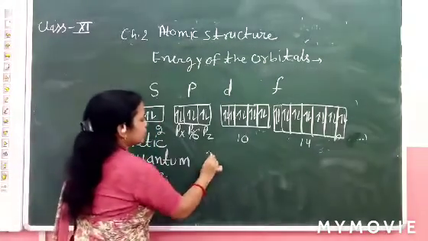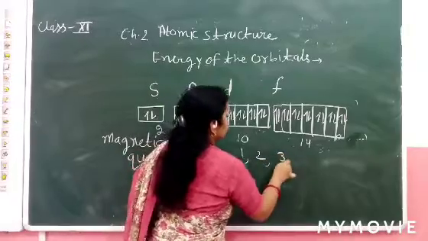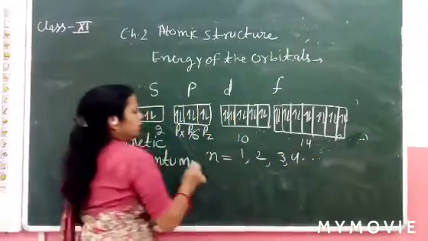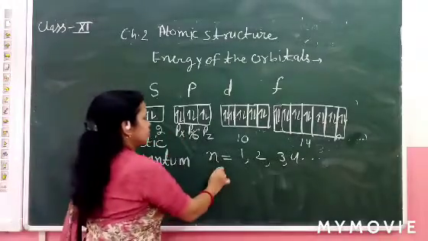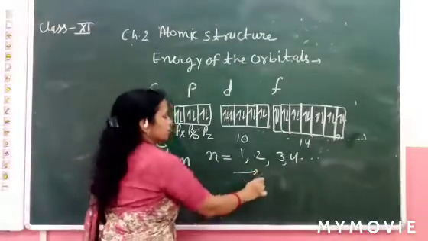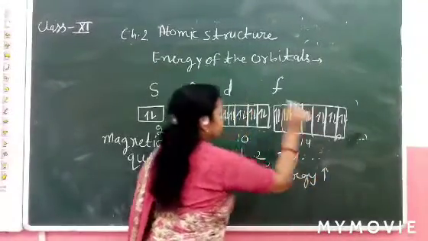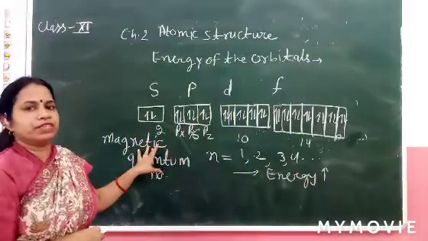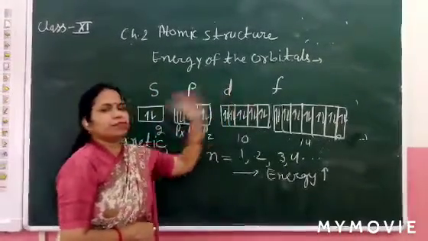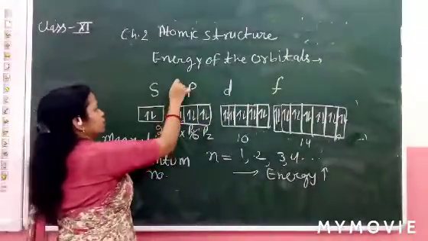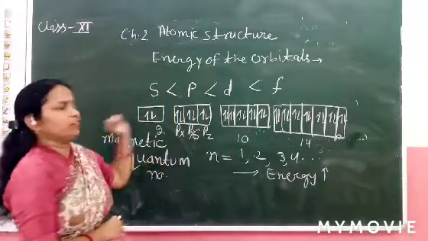When the principal quantum number is increased, 1, 2, 3, 4 like this, the energy is also increased. The energy order increases as the principal quantum number increases. For S, P, D and F, the increasing order of energy of the orbitals is S, P, D, F.